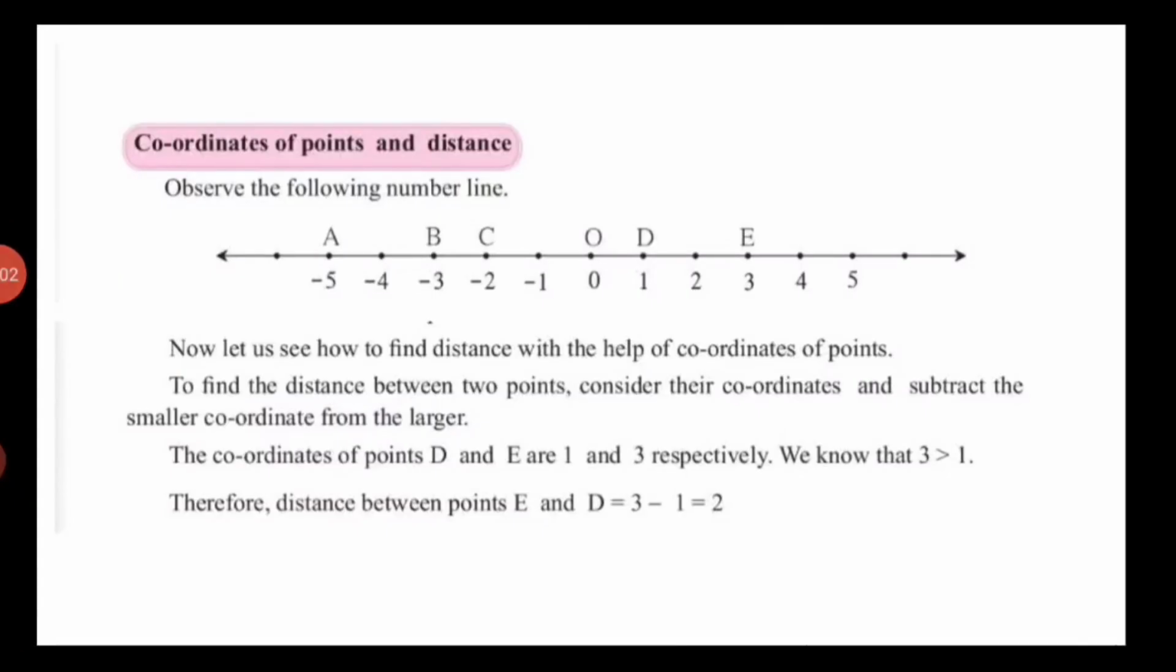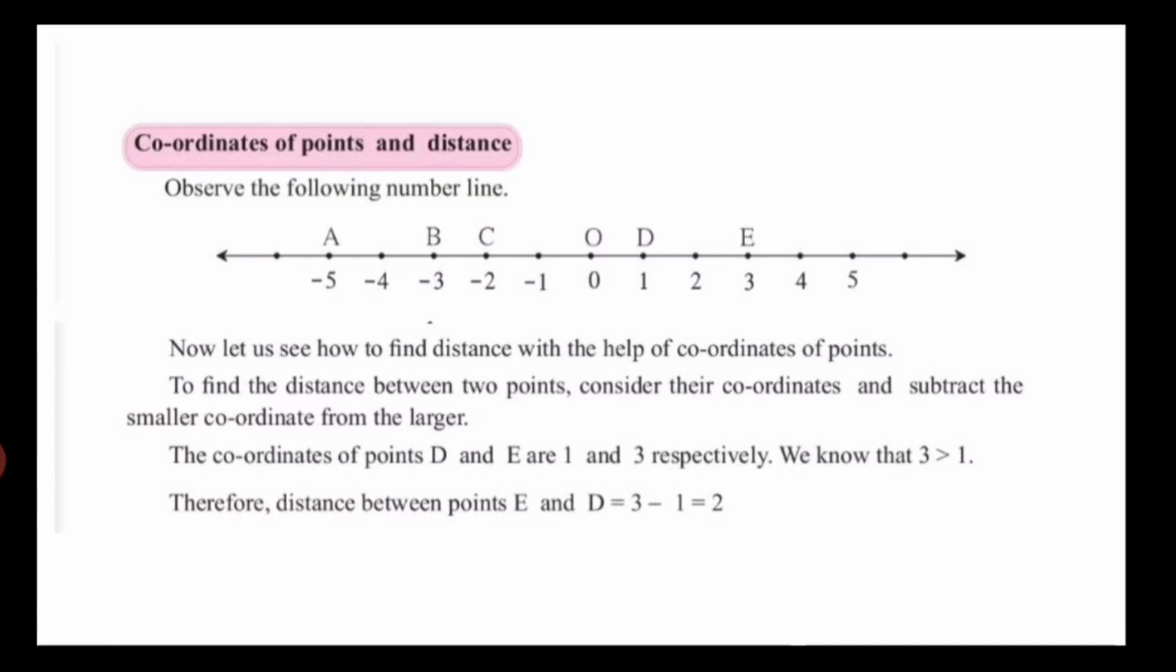Now let us see how to find the distance with the help of coordinate of points. To find the distance between 2 points, consider their coordinates and subtract smaller coordinate from larger coordinate. So the coordinates of point D and E are 1 and 3 respectively, and we know that 3 is larger than 1, or 3 is greater than 1. So distance between point E and D will be equal to 3 minus 1 is equal to 2.